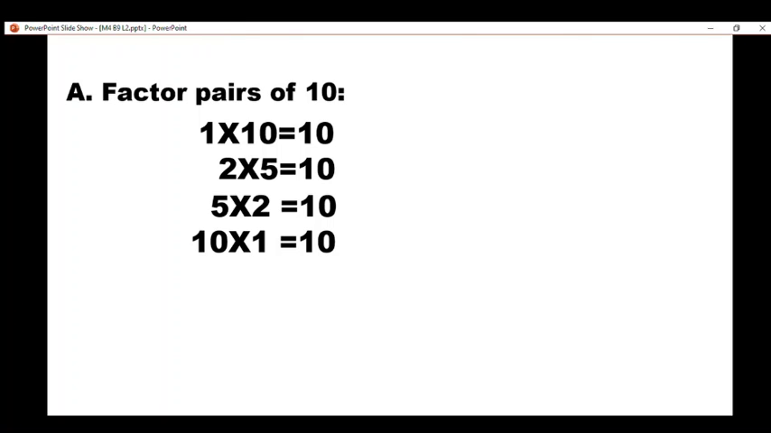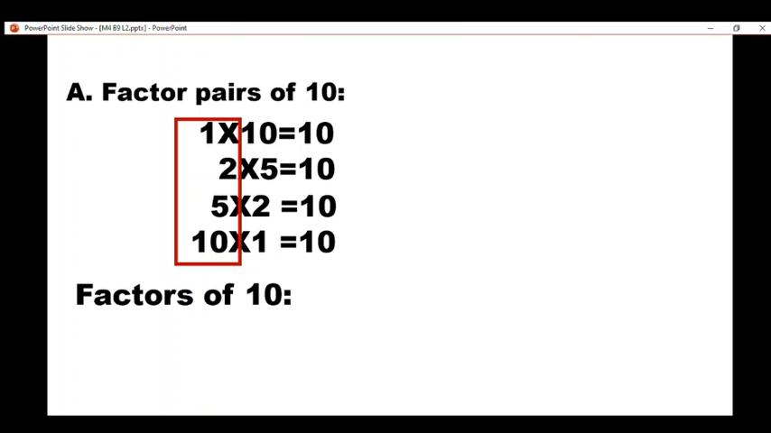So what are the factors of 10? You will just look at the number of rows or the first number that we have multiplied. The factors would be 1, 2, 5, and 10. So this is how we find out the factors of 10.